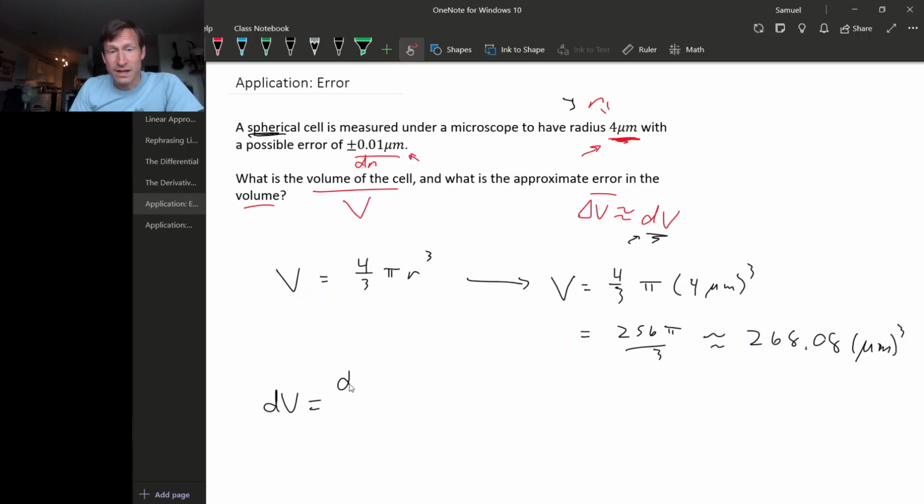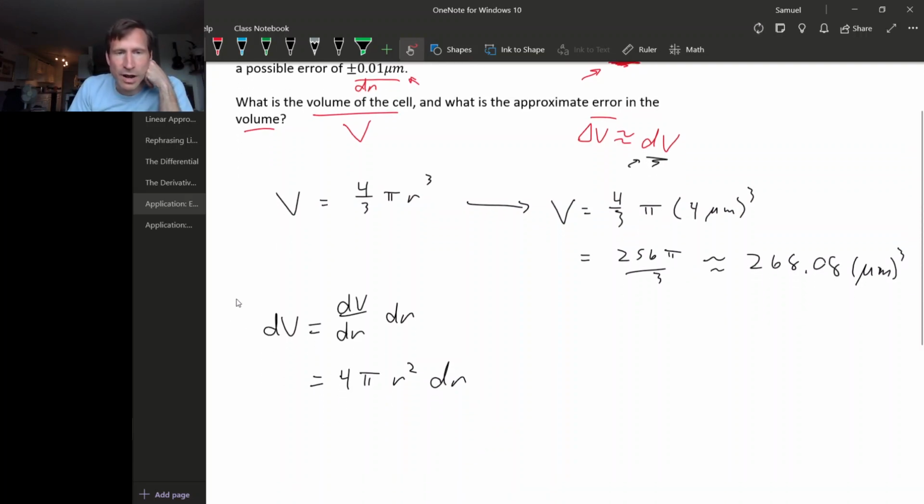And dv is, since v depends on r, dv is dv/dr times dr. And dv/dr we can calculate. That's just the normal derivative. So, right, 3 comes down, cancel that third, the r cubed turns into r squared. So it's 4 pi r squared dr. All right. So our error is approximately dv, which is this.